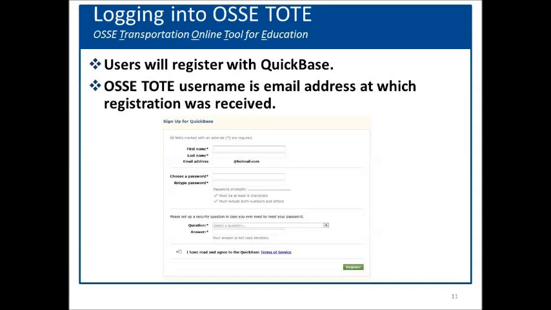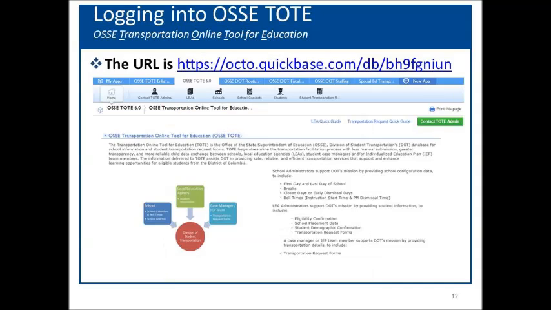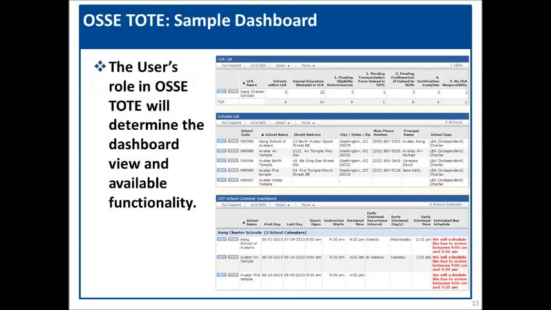Logging into ESY TOTE. Users will register with QuickBase. Your ESY TOTE username will be the email address in which the registration was received, and the form that you will fill out looks exactly like the one you're looking at now. Here is the URL to link directly to TOTE. And below that, you'll see the TOTE home screen as it will look for you. The user's role in ESY TOTE will determine the dashboard view and available functionality.